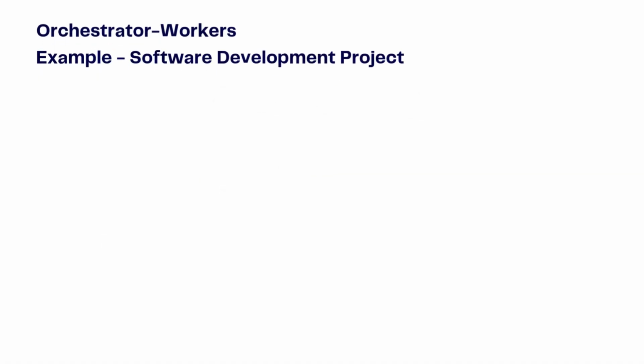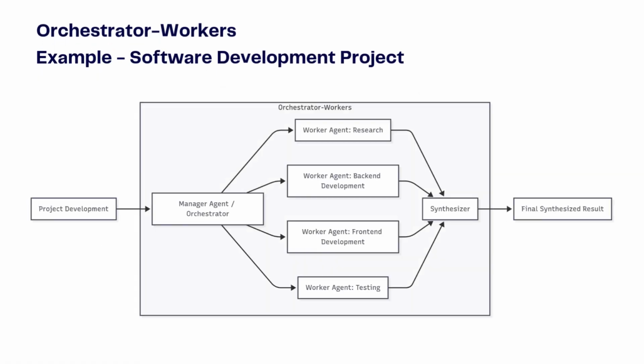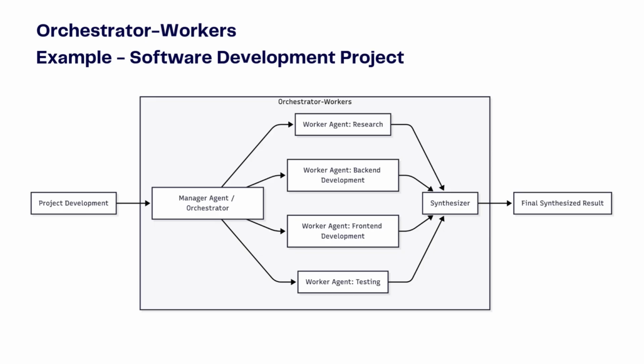Let's take a software development project as an example. It all starts with a user request, which could be a task or request. In our case, it is a project development request. This request goes to the orchestrator, acting like a manager that plans, delegates, and coordinates the work. The orchestrator first plans the coding project and then assigns different subtasks to specialized worker agents. Worker 1 handles research, gathering the necessary information or requirements.